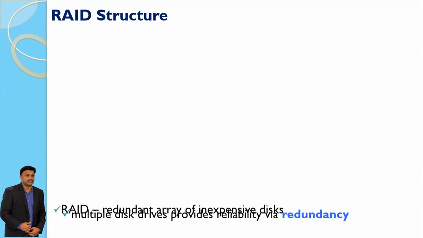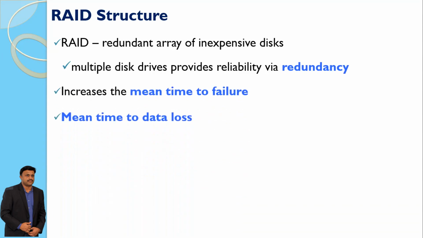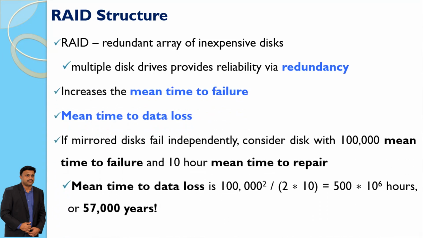RAID increases the mean time to failure and mean time to data loss, providing significant reliability. For example, with mirrored disks, the mean time to data loss can be as long as 57,000 years, making RAID a robust solution for data storage.